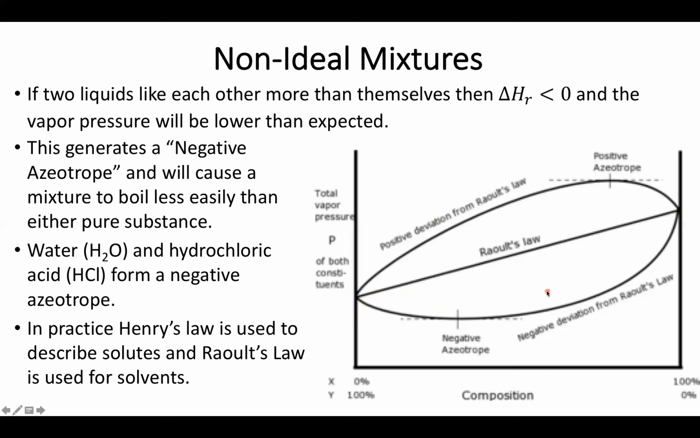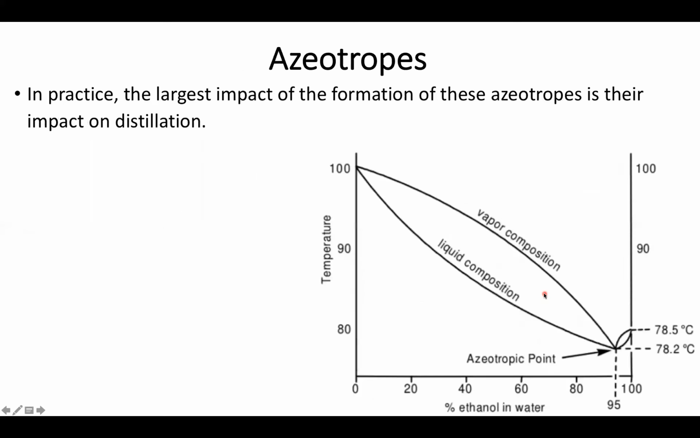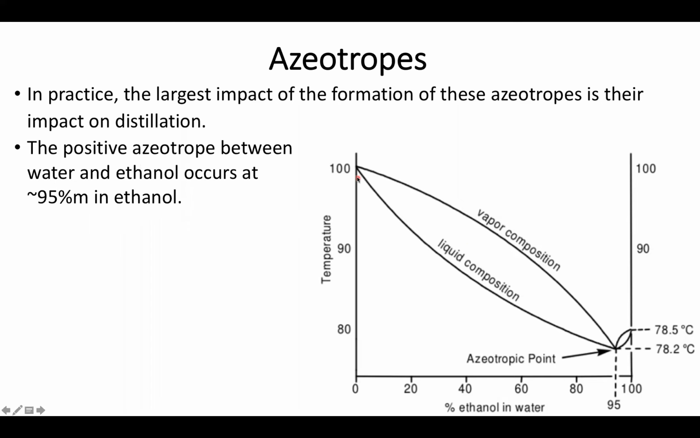But one of the other problems we have with these non-ideal mixtures is their impact on boiling points. So let's go ahead and talk about the classic example, water and ethanol. This ends up generating a positive azeotrope, which means the mixture boils a little bit easier than pure ethanol or pure water. So if I've got ethanol and water, we end up generating an azeotrope at 95 mass percent. So when I've got 95 grams of ethanol and 5 grams of water, we generate this really easy to boil system.